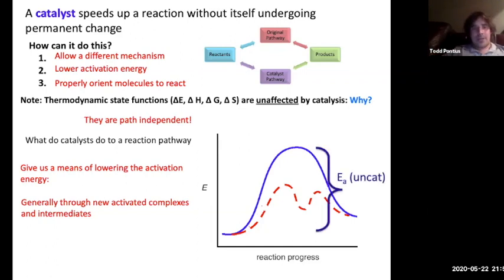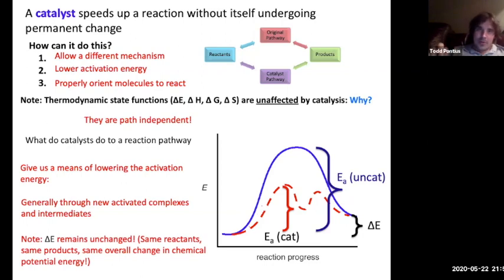So in our generic case here, we have a two-step reaction that's facilitated by the catalyst. But if we look at this, our uncatalyzed reaction, look at that massive activation energy. Our catalyzed, much, much smaller. Did it change the overall delta E of this reaction? No, not so much. We still have the same reactants. We still have the same products. They still have the same chemical potential energy difference between them. The only difference is how we got from point A to point B. So note here, delta E does not change. Same reactants, same products, same overall energy change, just an easier route to get to the products.